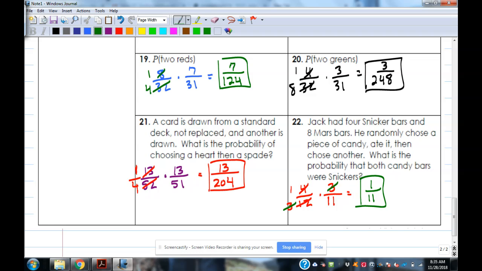The probability of me eating 2 Snickers in a row is probably a little higher than that. I'm probably not going to. If I pulled out a Mars bar, I'd probably put it back and get a Snickers bar because they're better.